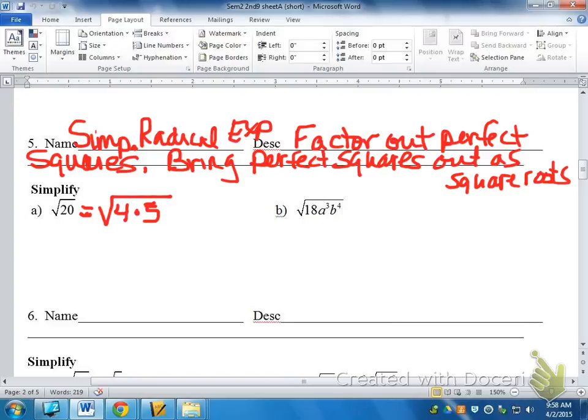So that is radical 4 times 5. So then it says bring the perfect squares out as square roots. So what is the square root of 4? So 2 comes out in front and 5 stays inside. Alright, now I'm going to do this one with you because it's got letters and it's a little bit different. So let's look at radical 18, a to the third, b to the fourth.